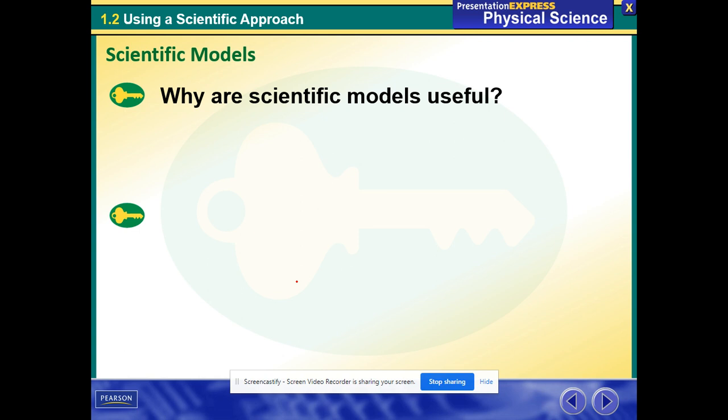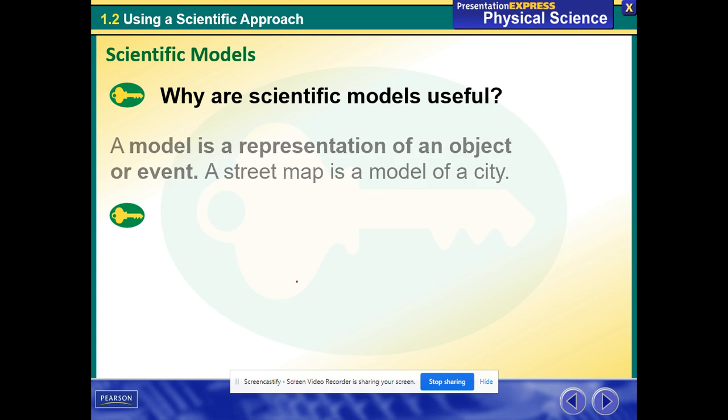And this is the third and final big topic of this section, scientific models. And our key question is, why are scientific models useful? Well, in order to understand that, we have to know what a model is. A model is a representation of an object or event. A street map is a good example of a model for a city. It tells you the city's roads, the buildings, and where different things are located.